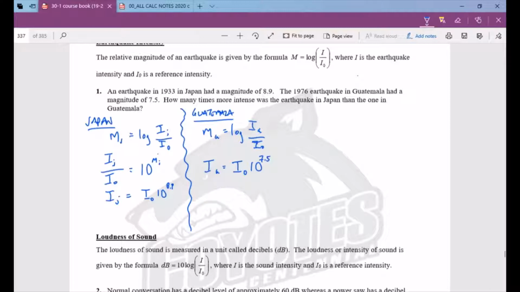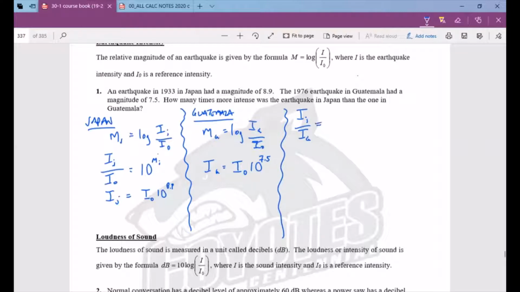All right, so what we're trying to do here is compare how many times more intense the Japanese earthquake is than the Guatemala earthquake. If you're trying to compare how many times larger this is than that, you're taking a ratio of them. So what we need is a ratio. The larger one is the Japanese, and the smaller one is the Guatemalan. And so IJ over I naught will give us this comparison of intensity.